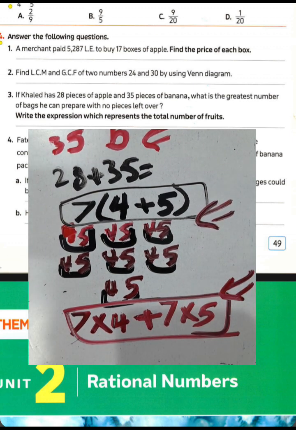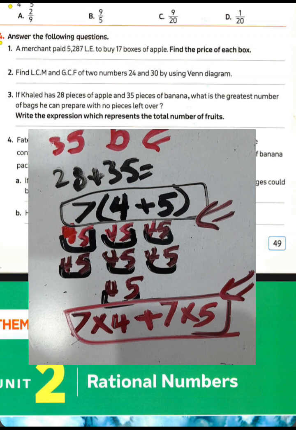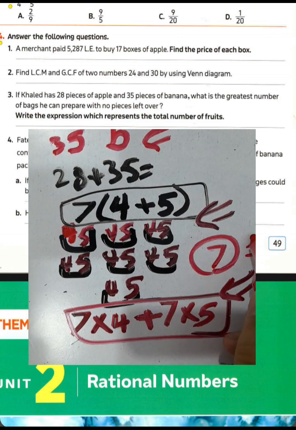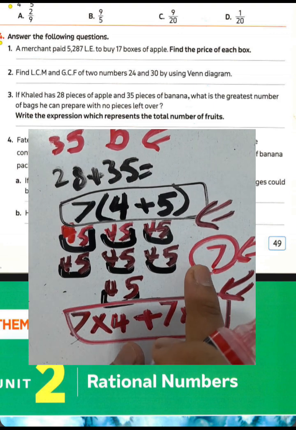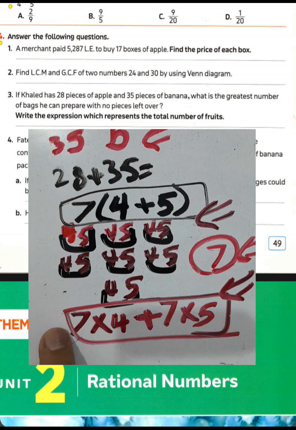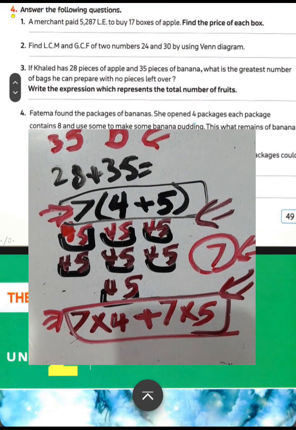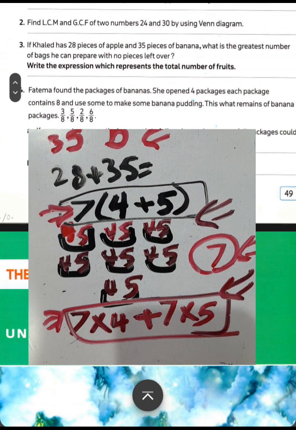It's true, okay? But the greatest number of bakes will be 7. You can write the greatest number of bakes equals 7. And the expression, you can write this form or this form as you like. Okay, my students? Question number 4.